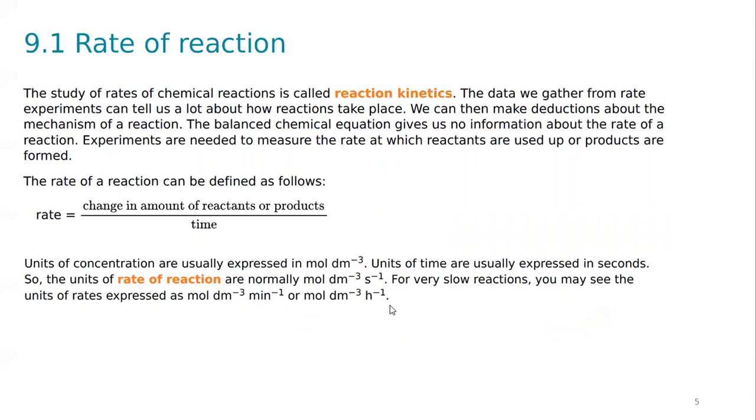A study of the rate of chemical reactions is called reaction kinetics. Rate of reaction is the change in amount of reactant over time. The change may be in concentration or amount, whatever, divided by time. The unit of concentration is moles per liter, and the amount is in moles.